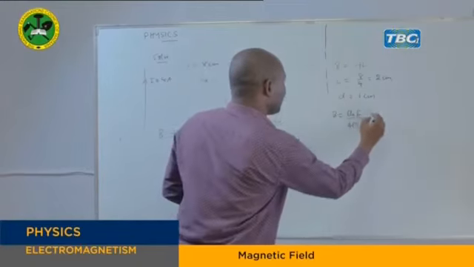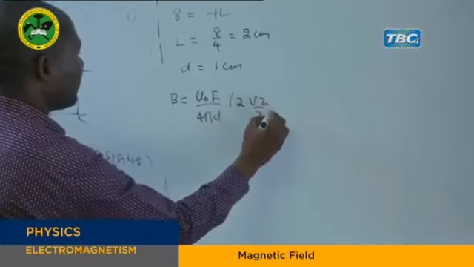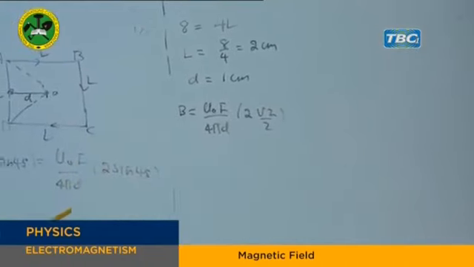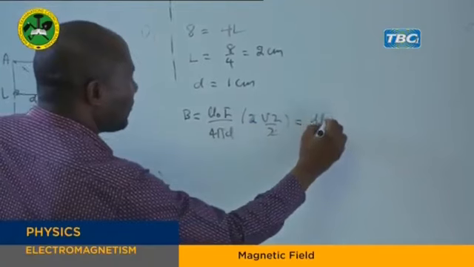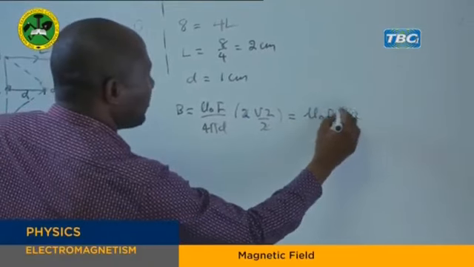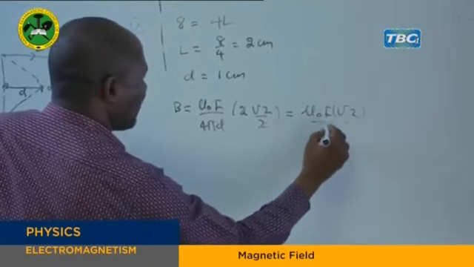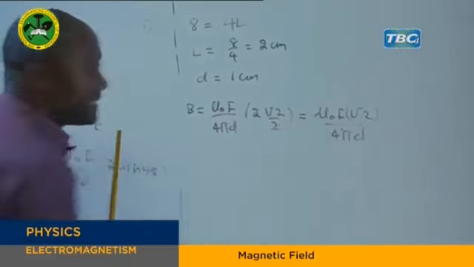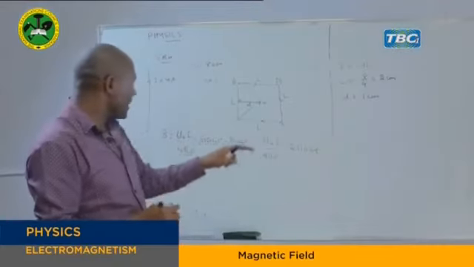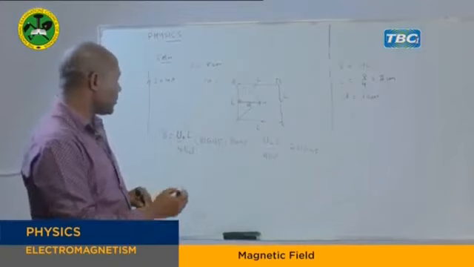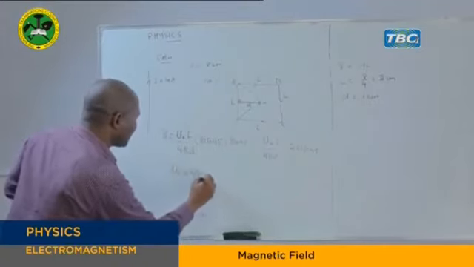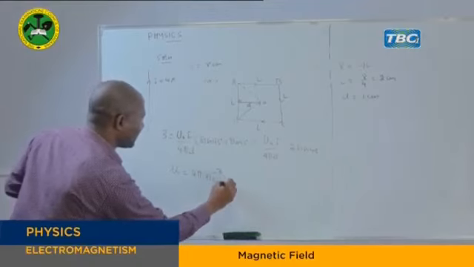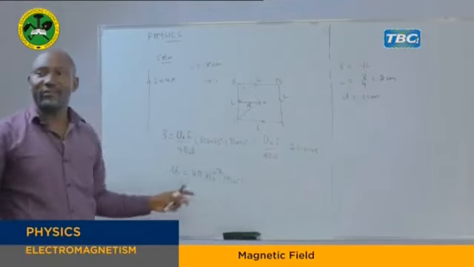This will be 2 radical 2 over 2. This is sine of 45. The 2 cancel out, and then you have mu I radical 2 over. So when you get the value of D, you plug into the formula. Mind you that we know mu, our mu here is given. It's 4 pi times 10 negative 7 Henry per meter. That's the value of mu.